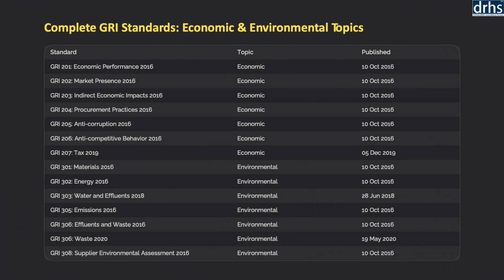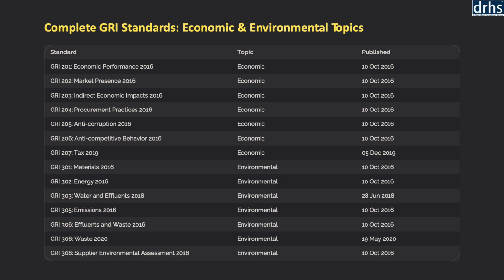Slide 21. Complete GRI Standards, Economic and Environmental Topics. The presentation of Complete GRI Standards, Economic and Environmental Topics offers a structured synthesis of the dual pillars that underpin sustainable value creation, economic integrity and environmental stewardship. By systematically cataloging standards across these domains, the framework demonstrates the interconnectedness between financial performance and ecological responsibility.